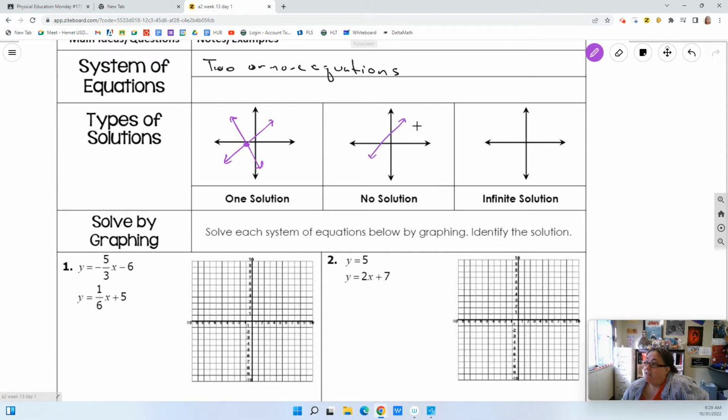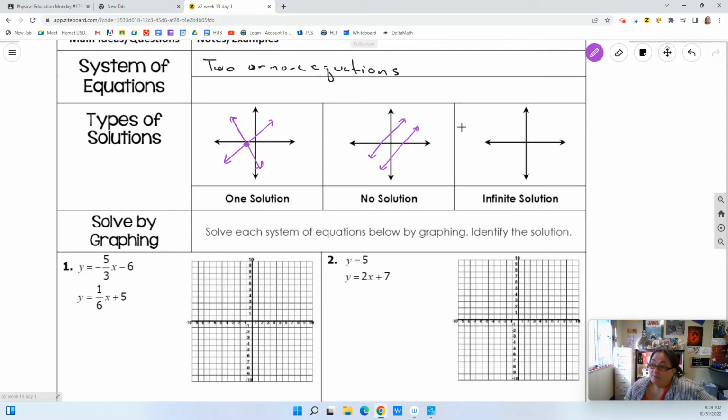Pretend these lines are parallel, right? At no point will these ever cross, right? They're always going to be the same distance apart. So they're not going to have any solutions.